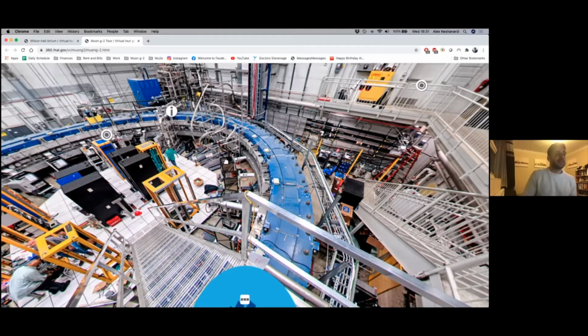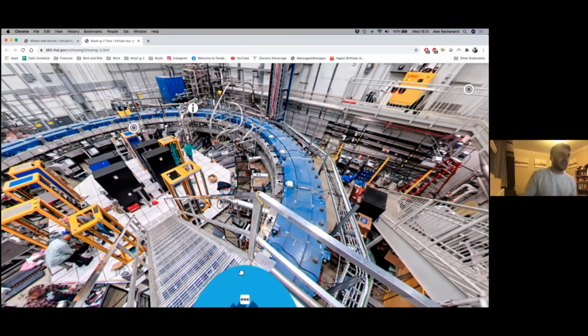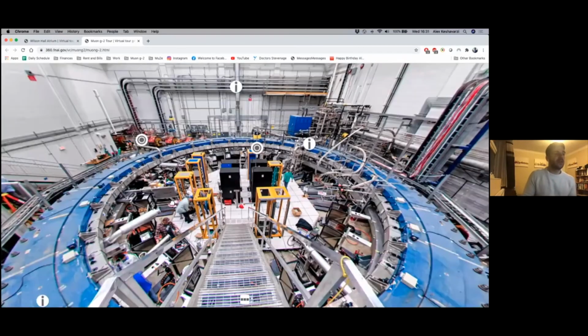Okay. So the muons, like I said, will travel around this about 500 times before they decay. And then when they decay to positrons, they start to lose energy and spiral inwards, radially inwards towards the center.